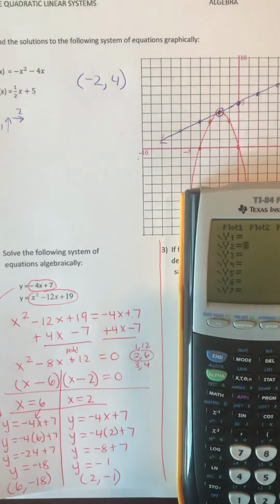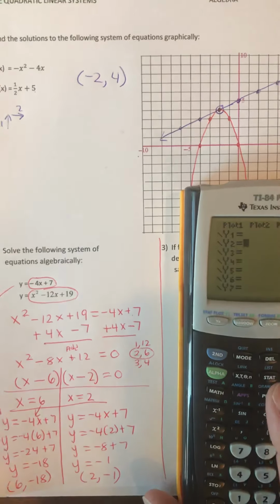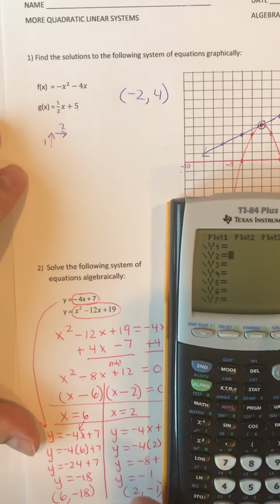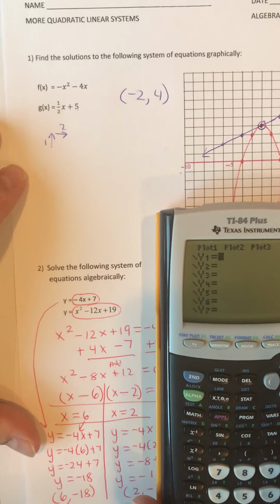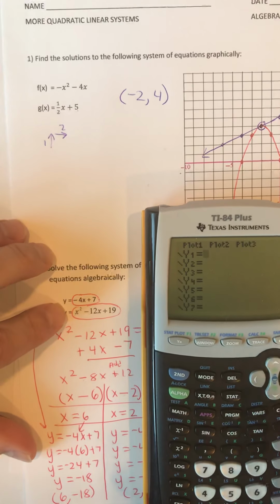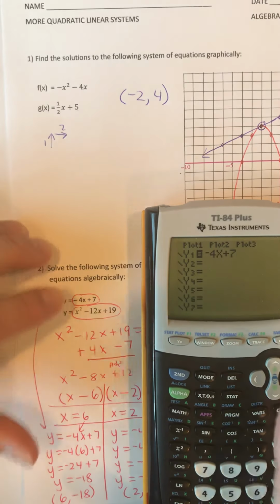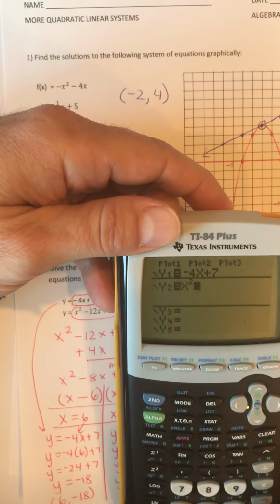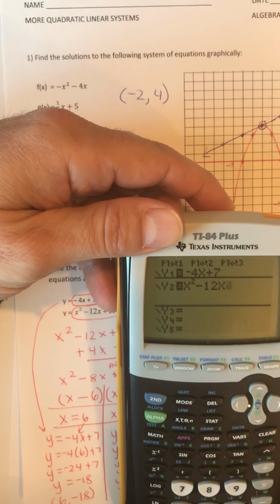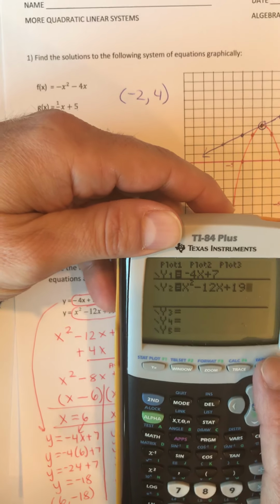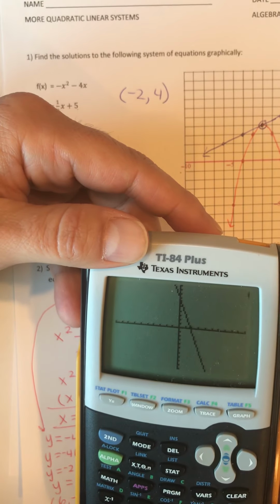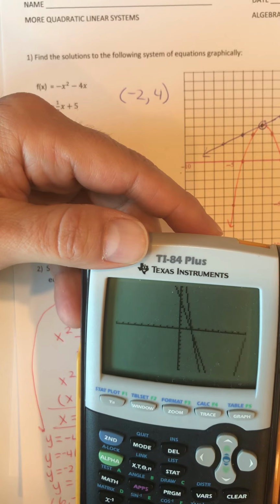All right, guys, we're going to take a look at number 3. But I want to go back to number 2 for a second. I want to show you that you could also do it graphically using the calculator. So if I put both equations in, I'm going to put in y equals negative 4x plus 7. Then I'm going to put the other equation in, y equals x to the second minus 12x plus 19. All right, putting both of these in. I graph it. All right, this is what the graph is going to look like.